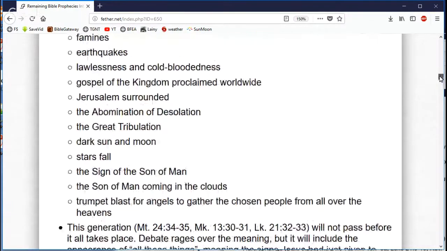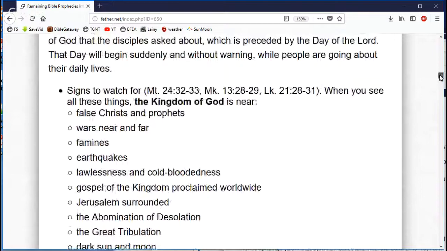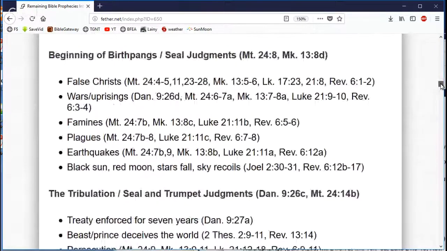But he's talking about this first section, which I think lines up with the seals, as I've got here. Here's where I do more of the lining up with references: Matthew, Mark, Luke, and Revelation for false Christs, wars, famine, plague, earthquakes, and the black sun, red moon, and stars fall, and the sky recoils. And then we get a reference to Job and lining up with Revelation. This is how we line up everything in the Bible. That's why I call it Bible prophecy integrated on this document.